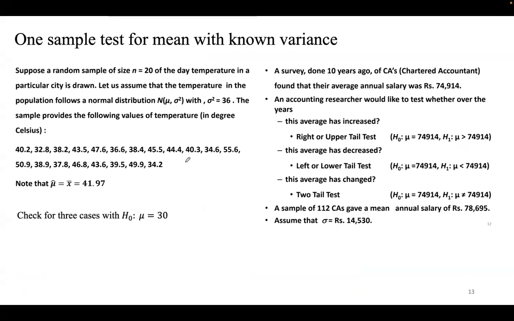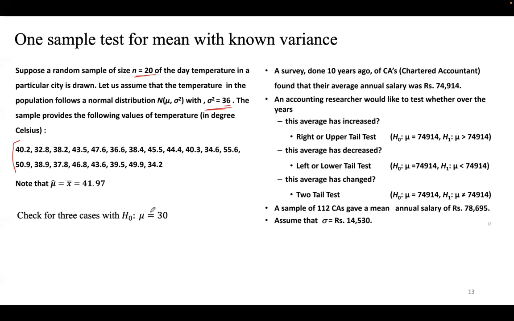The question here is: a random sample of size n equals 20 of the day temperature in a particular city is drawn. Let's assume that the temperature in the population follows a normal distribution with sigma square equal to a given value, and we have this sample. Keep an eye out on what's the population and what's the sample. As we denote, sigma is always for the population. So sigma square is 36, so sigma is 6. And the value you see here is from the sample. The sample mean is given to you in this question.